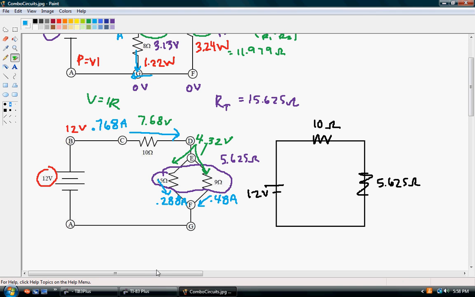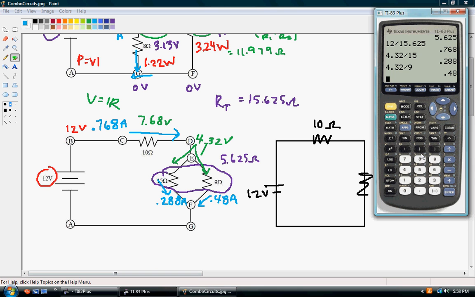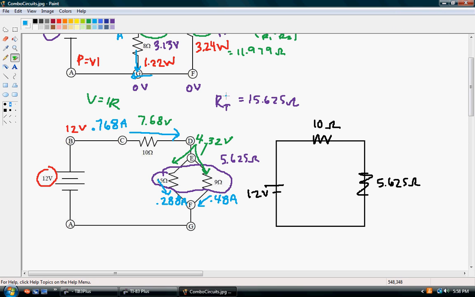flowing this way. Notice that they meet back up, and if you were to add them together, you get a total of 0.768, which is our total current, which makes sense. Each of these resistors, since we started with 4.32 and by the end of our circuit have 0 volts, we know that they each use 4.32 volts.